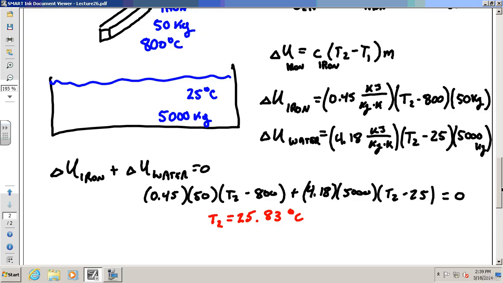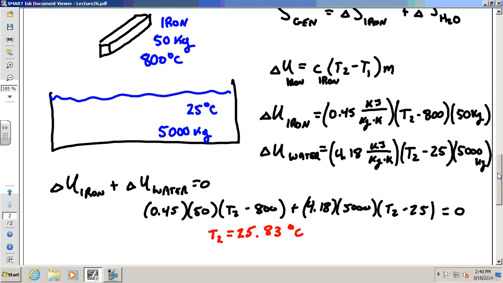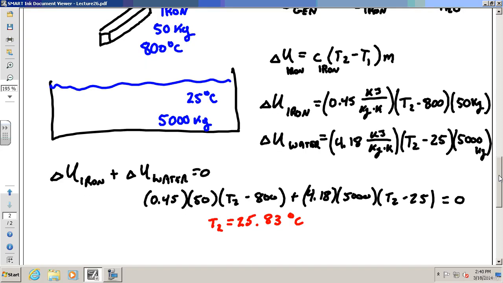So if you design this, you would probably have to have some kind of system to replace some of the water to keep it at a better temperature. But quenching, as you learn in materials, is an important process to harden steel, or iron, whatever. Okay, so that's the final temperature.